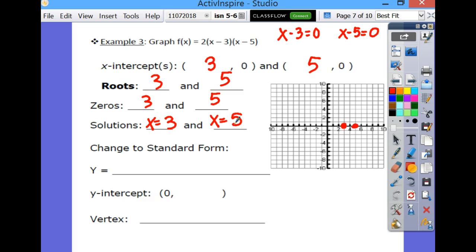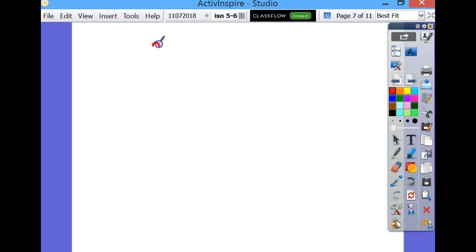Now, how are we going to change this into standard form? Over here on the board, standard form does not have any parentheses in it. So how am I going to get rid of the parentheses? A box problem. Now, this is 2(x minus 3)(x minus 5). Did I copy that down correctly?